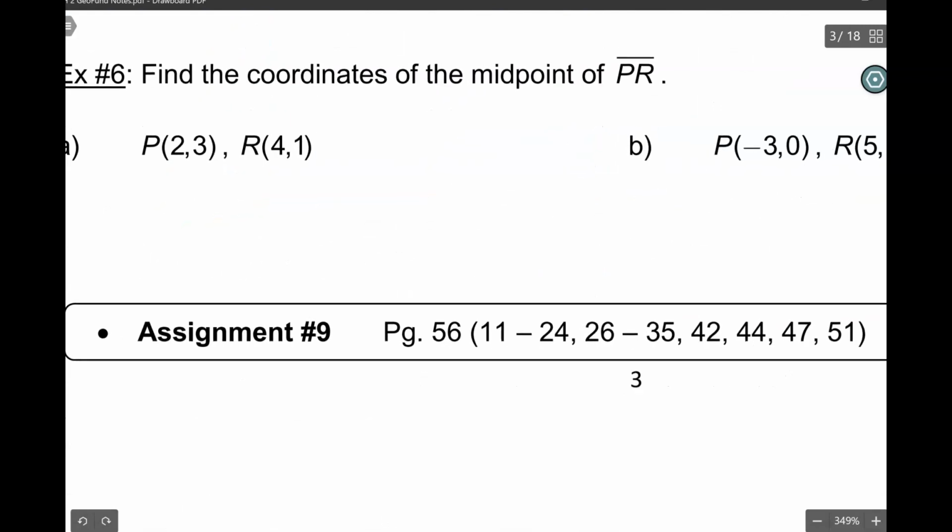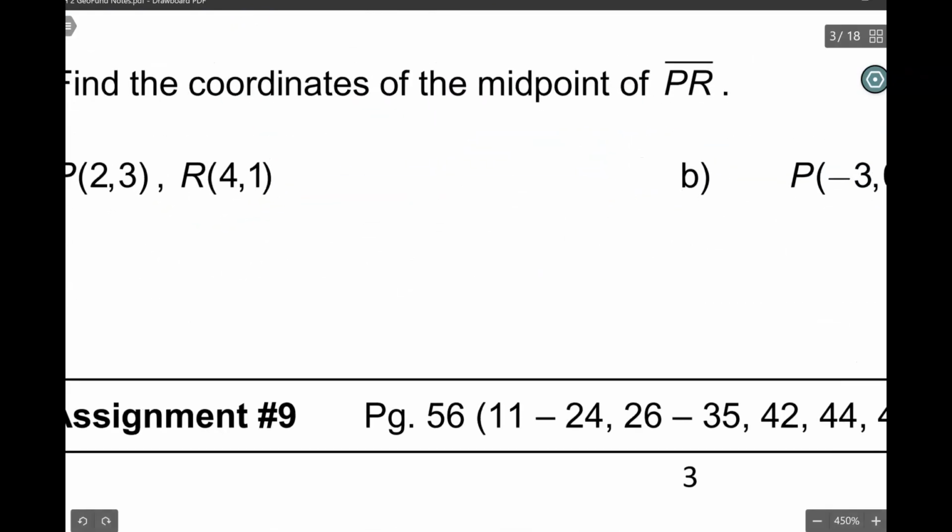Find the coordinates of the midpoint of PR. So we're just doing this whole thing again. Add the two x's together, divide by 2. Add the two y's together, divide by 2. I have 6 over 2 and 4 over 2. So this is 3, comma 2.